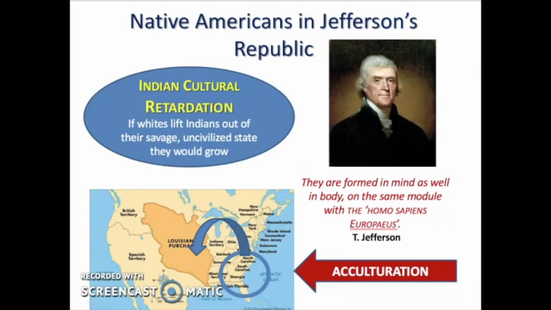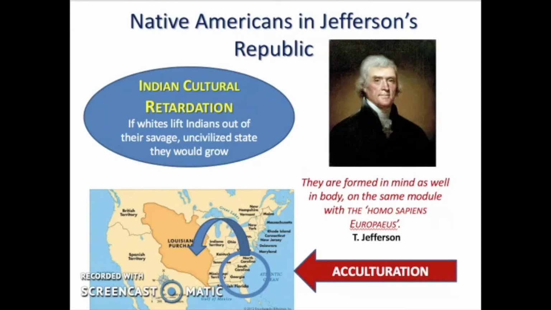But Native Americans in Jefferson's Republic, what he says is that if whites lift Indians out of their savagery and their uncivilized state, they will grow. He said that. He says that using Enlightenment ideas of certain taxonomies of individuals, this is where racism comes out of. But his view is that Native Americans are formed in mind as well as in body. They're good. And they're the same as the Homo sapiens europaeus.